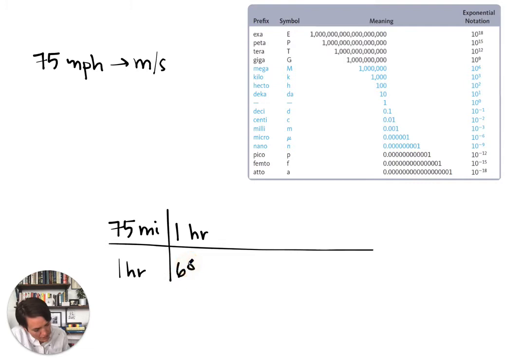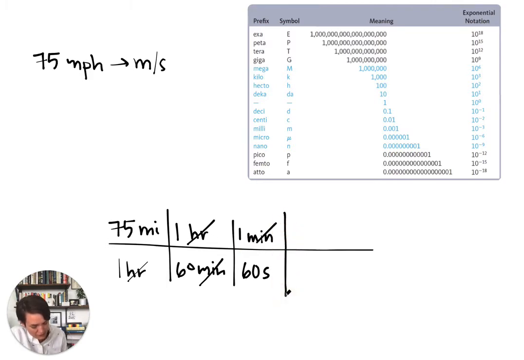So there's 60 minutes. And in 1 minute, there's 60 seconds. Okay, so my hours cancel out, my minutes cancel out. I end up with seconds in the denominator, which is exactly what I want. So now I just need to convert miles.